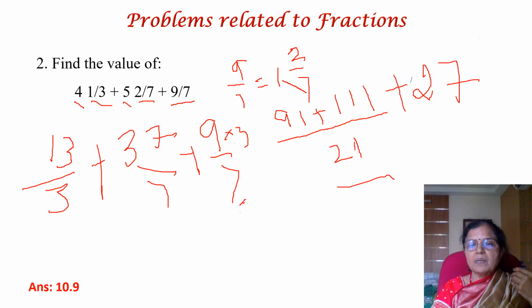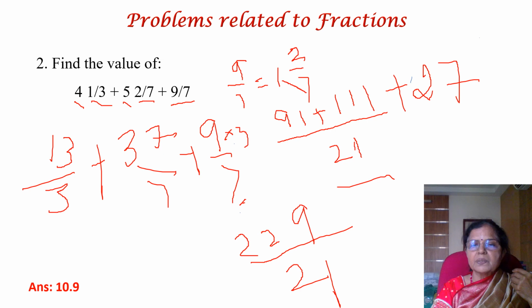You add the three numbers, you get 229. 229 divided by 21. So this is the answer. And again, simplify this: divide 229 by 21, you get 10.9. So this is the value of this problem.